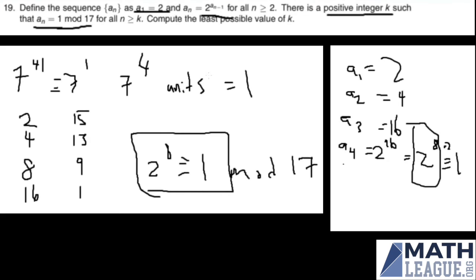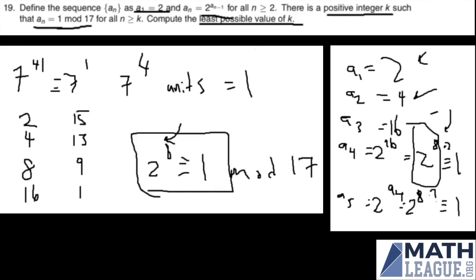And you can tell that for anything past that, a5 is equal to 2 to the power of a4. But a4, first of all, is a power of 2 that's greater than 8. So you know that no matter what, this is going to be 2 to the power of 8 times something, and so this is also equal to 1. And so now find the least possible value of k. Well, a1 is not 1, a2 is not 1, a3 isn't 1, but a4 is 1. So the correct answer for this problem is 4.